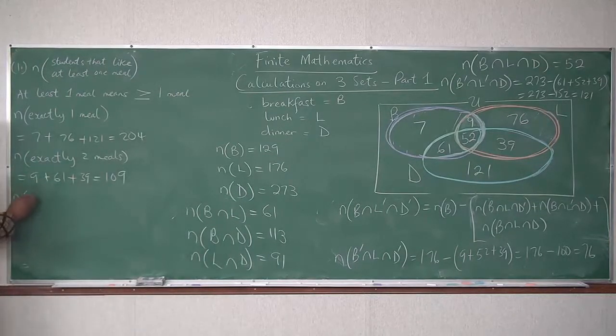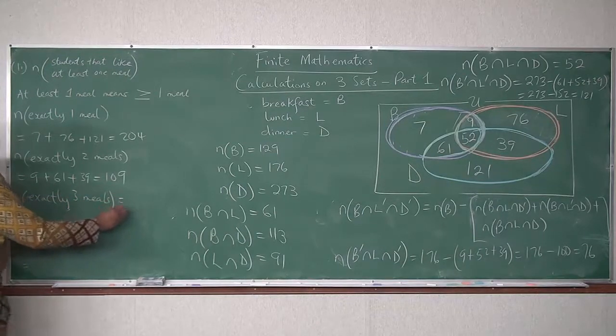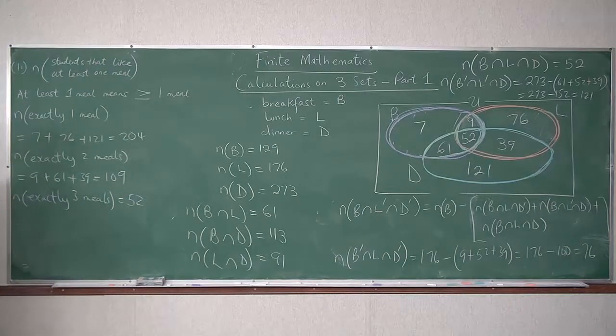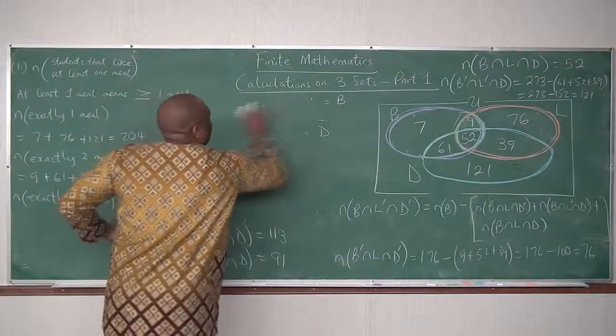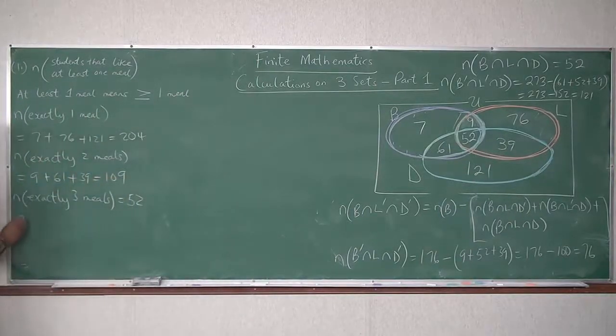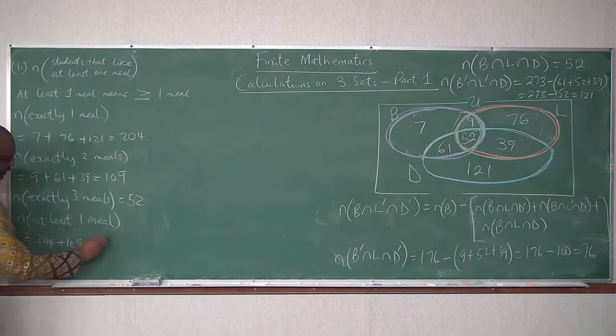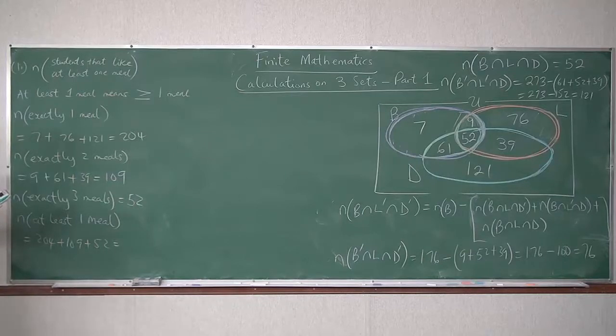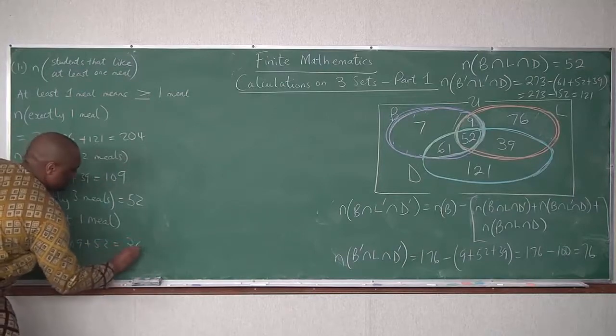Okay? Now, cardinality of exactly 3 meals. Exactly 3 meals is 52. So if you want to find at least 1 meal, you have 204 plus 109 plus 52. Okay, 204 plus 109 plus 52, and that is 365 students.